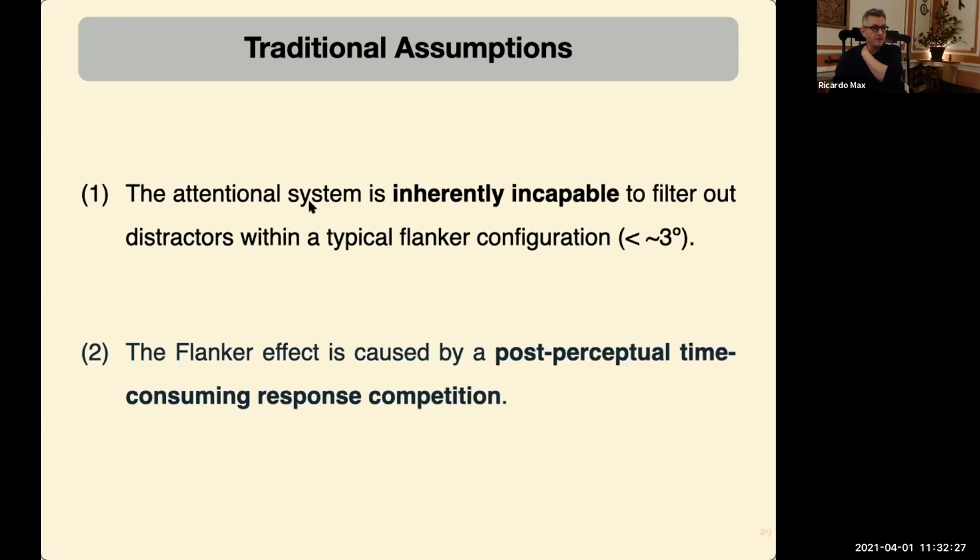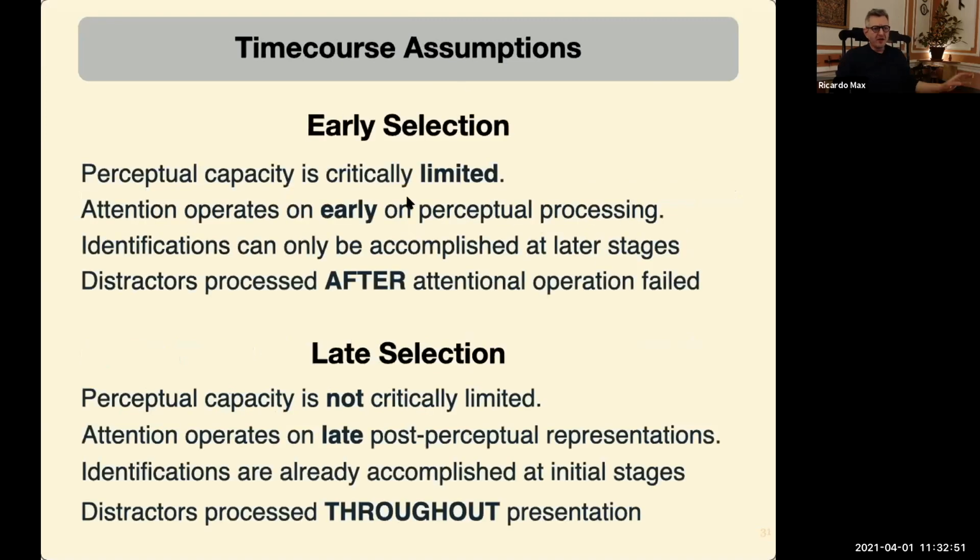So the traditional assumption is that, first of all, our system simply cannot cope with a flanker task in terms of spatial selection. And the difference in time, like all the other tasks, is a post-perceptual, time-consuming response competition. All right. Early selection says that perceptual capacity is limited.